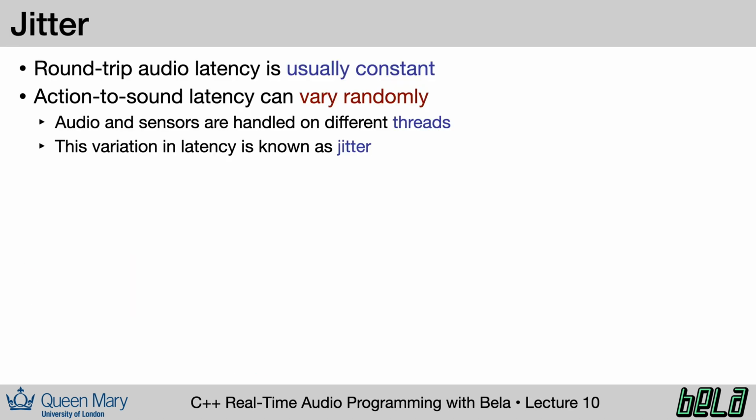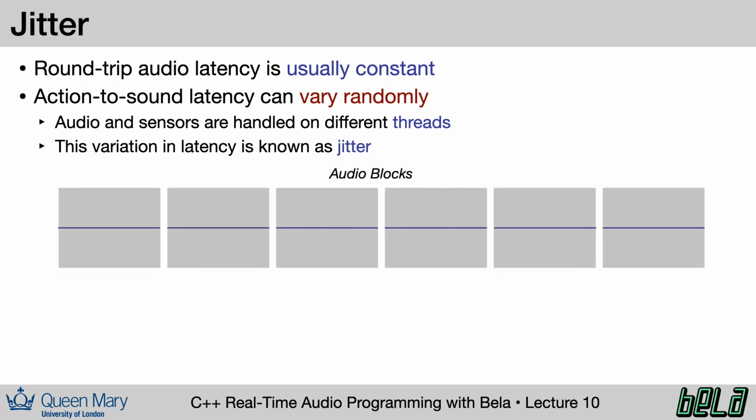Treating analog and digital I/Os like audio signals also helps us avoid another common problem, which is jitter. It's quite common when you have a sensor board and a computer generating audio that the action-to-sound latency might vary randomly from one event to the next. This is because the audio and sensors tend to be handled on different threads. What we end up with is a situation like this.